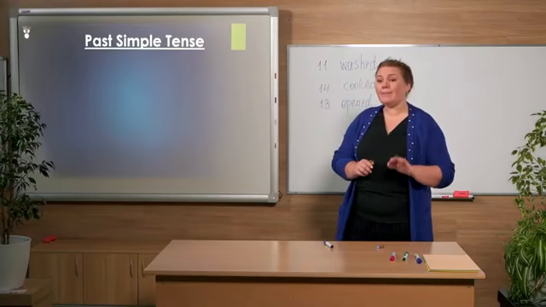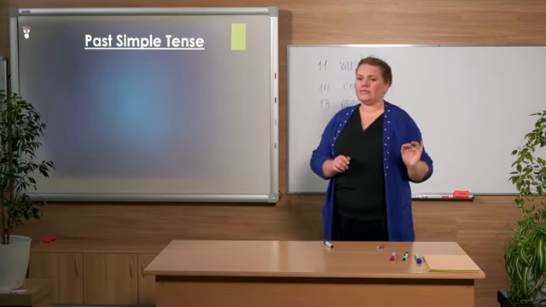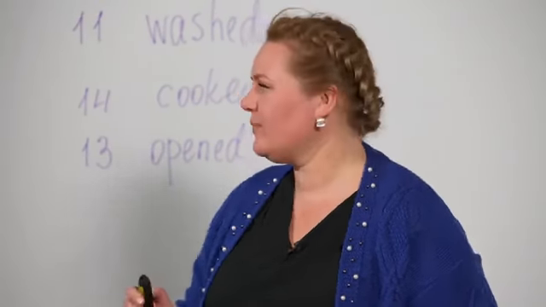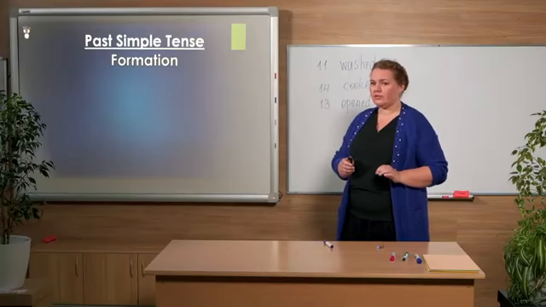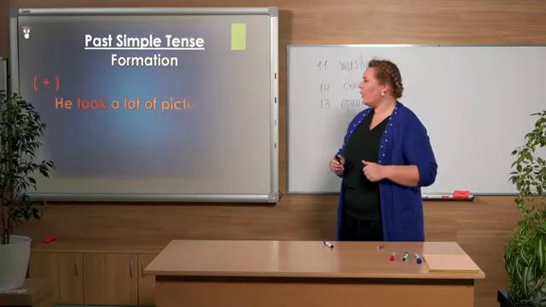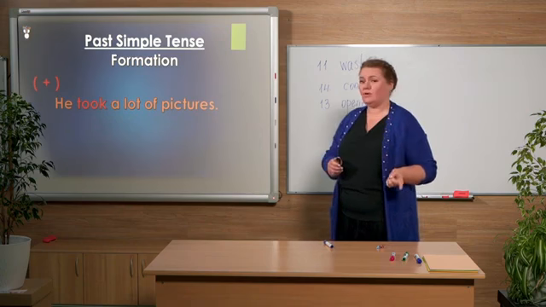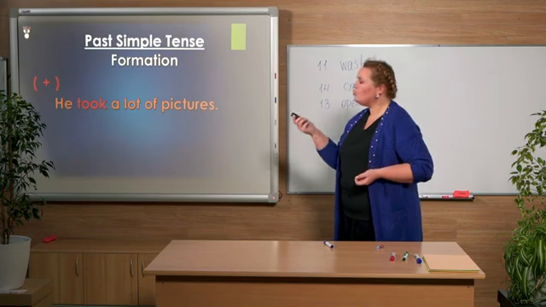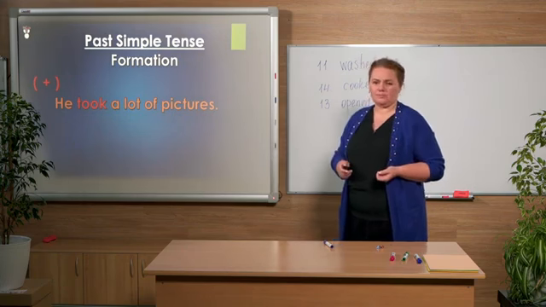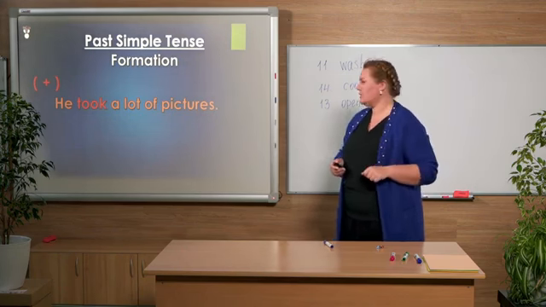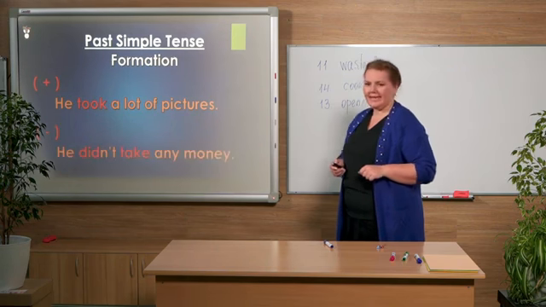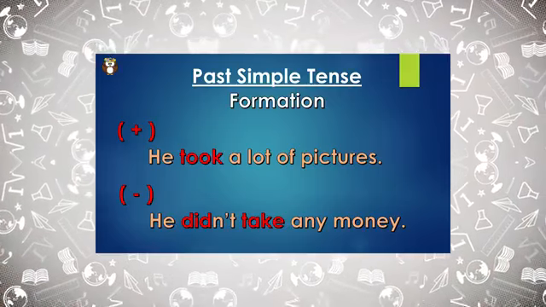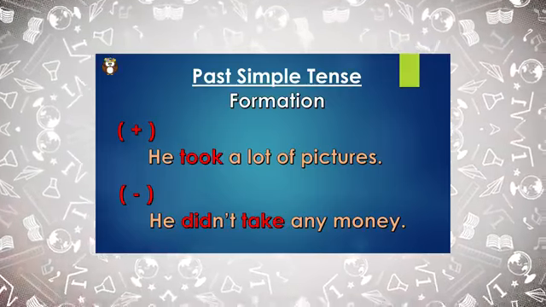Now, let's talk about irregular verbs. And we can talk for ages about irregular verbs. So, first of all, formation. Positive sentence. We don't add ed anymore. We change the verb completely. So, he took a lot of pictures. What about the negative sentence? He didn't take any money. So we change the verb from took to take, and we add didn't.